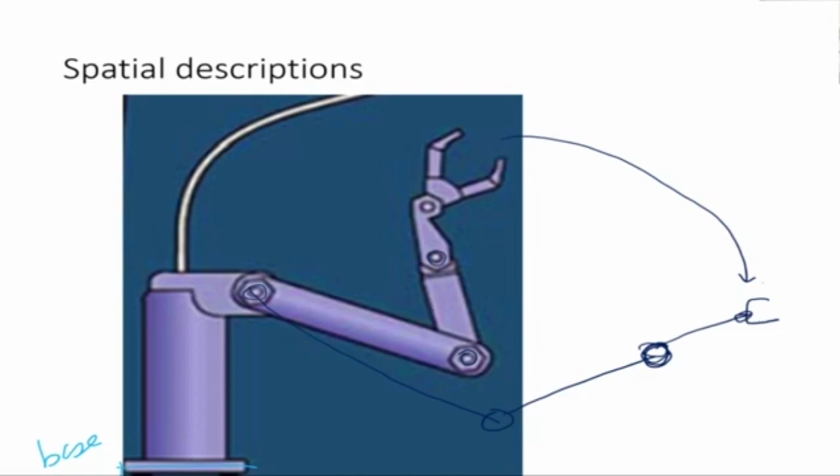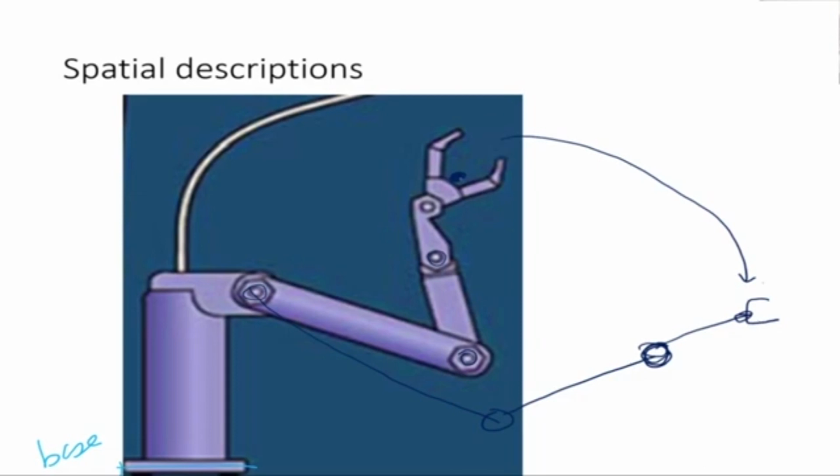Now we need to know what is the position and orientation of the end effector with respect to the base of the robot, right? So we have to define, I need to know the position of a point. Let's say the end effector point is this point. Okay, I need to know the position of that point. And knowing the position is not enough.